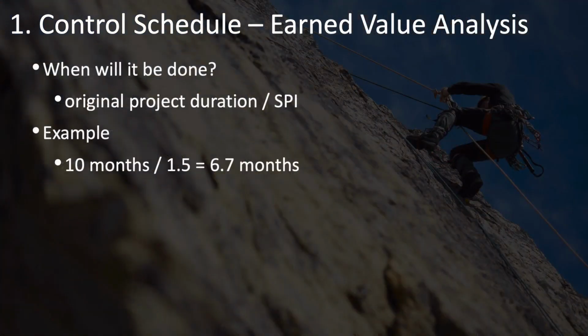Now we can use this information to forecast when the project will be completed. We can take the original project duration and divide that by the schedule performance index. In this case, the original plan was for 10 months. Divide that by the 1.5 schedule performance index, and it tells us that we are forecasted to finish this project in just a little less than 7 months.